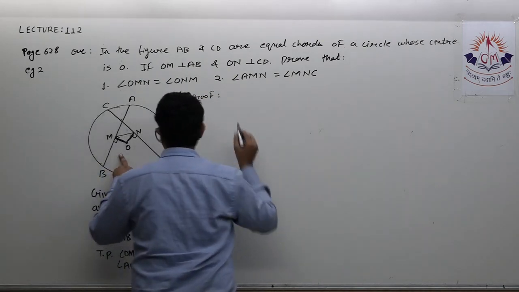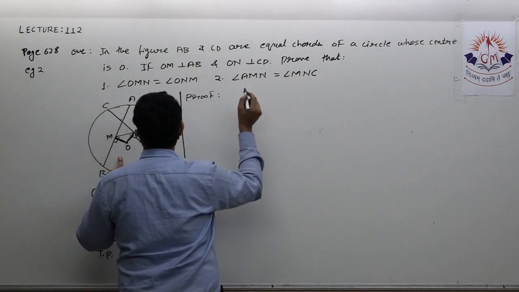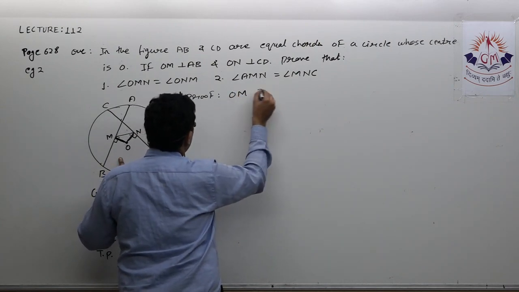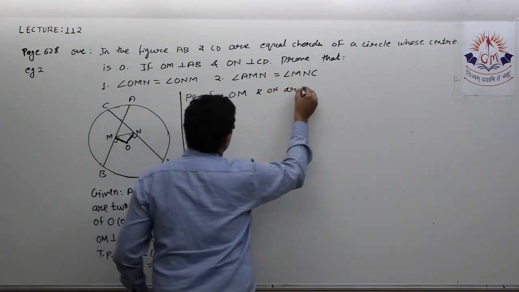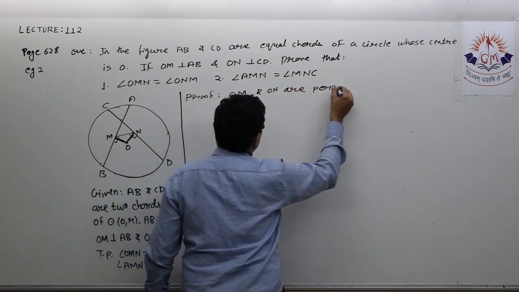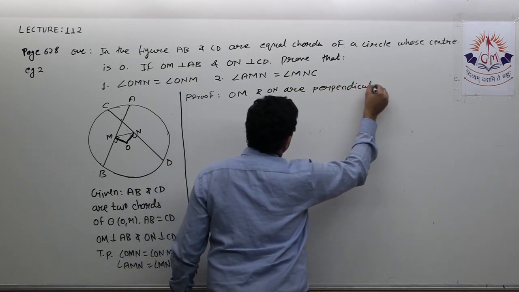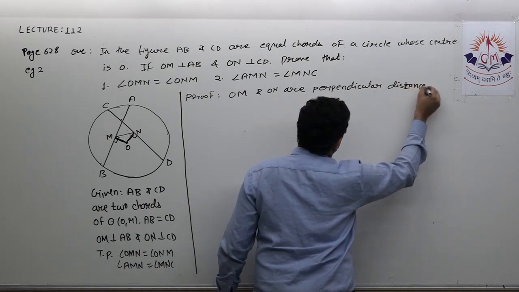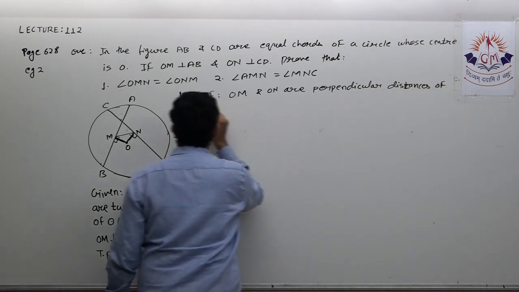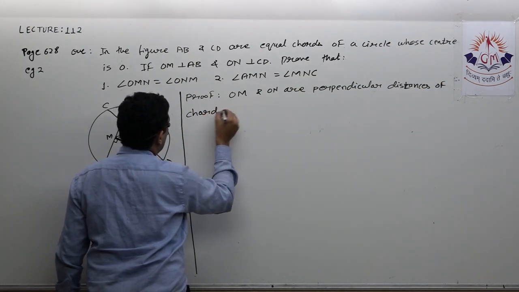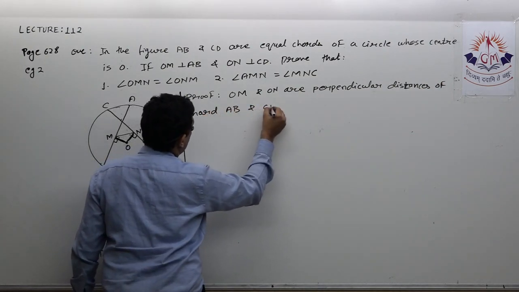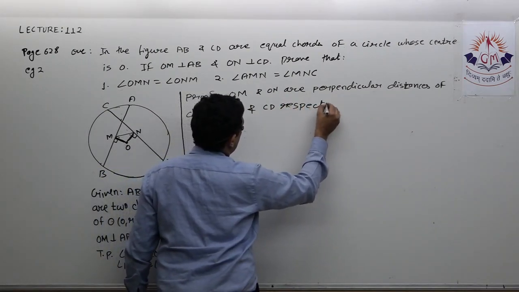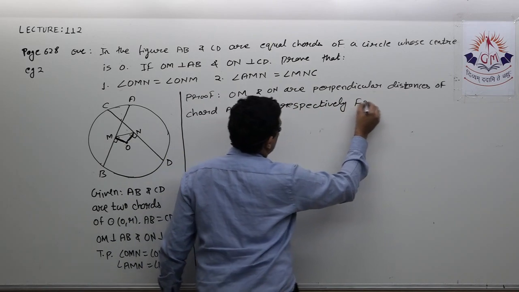So it is given AB equal to CD. See, OM and ON are perpendicular distances of chords AB and CD respectively from the center.